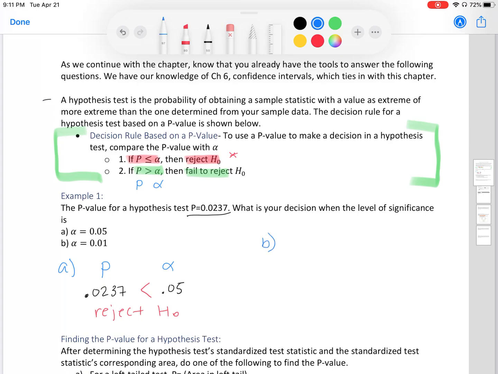B. Okay, so again, I want to write my P and then my alpha. My P for this problem we said was 0.0237. My alpha for B is 0.01. So what's more, 2 cents or 1 cent? 2 cents is more. Okay, because it's the second one, greater than, I would say fail to reject your null hypothesis. And this is how we work through our inequalities to reject or to fail to reject.